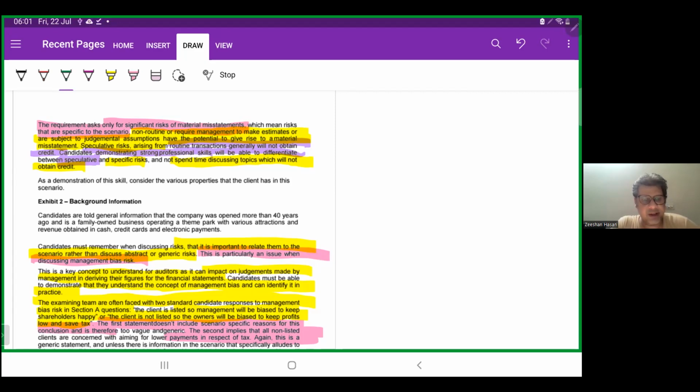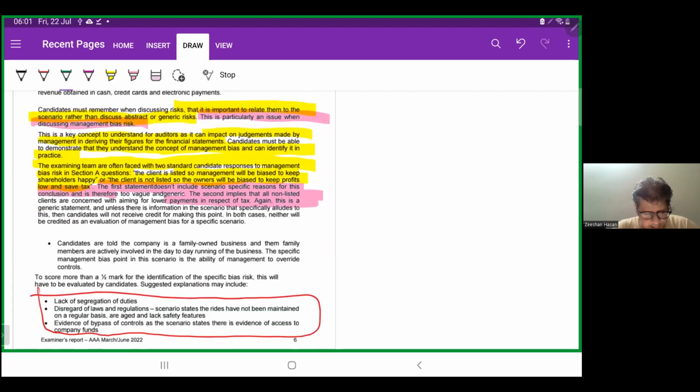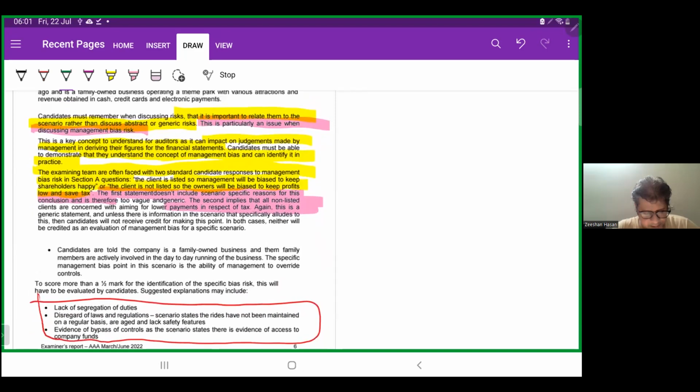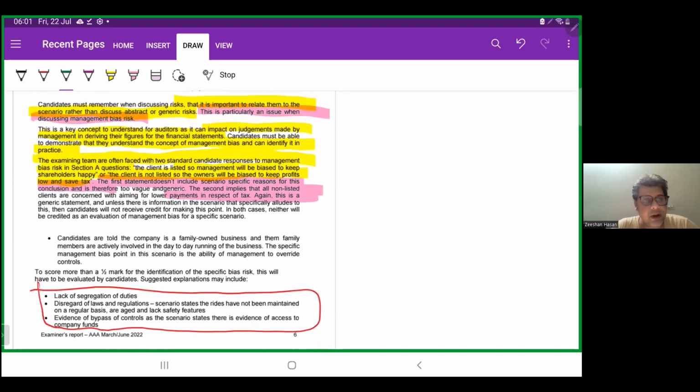Candidates demonstrating strong professional skills will be able to differentiate between speculative and specific risk and not spend time discussing topics which will not obtain credit. Now, let us look at Exhibit 2. Candidates must remember when discussing risks that it is important to relate them to the scenario.